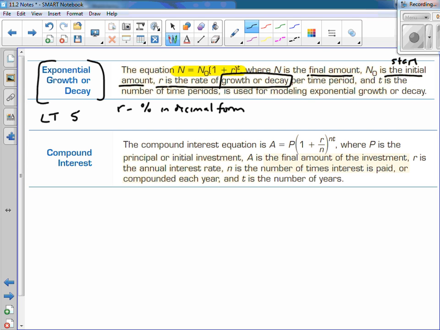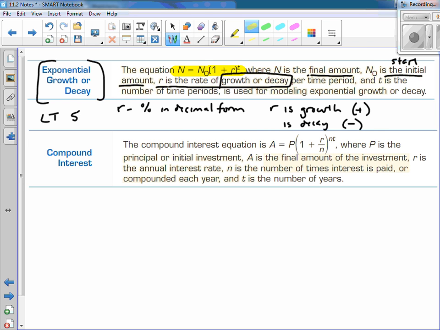If R is representing growth, then it's going to be positive. If it's representing decay, it's going to be negative. Okay? And then T is the number of time periods. That could be years, days, weeks, months, minutes, seconds, whatever time period you want to use.